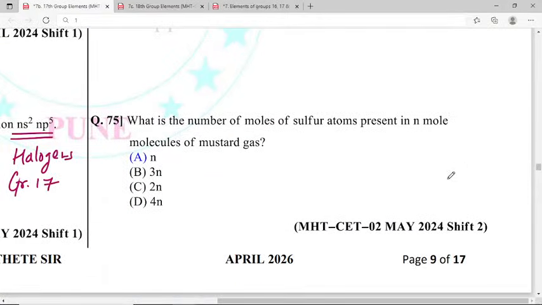What is the number of moles of sulfur atoms in mustard gas? So there is 1 sulfur atom in mustard gas. So this is n. Next question.